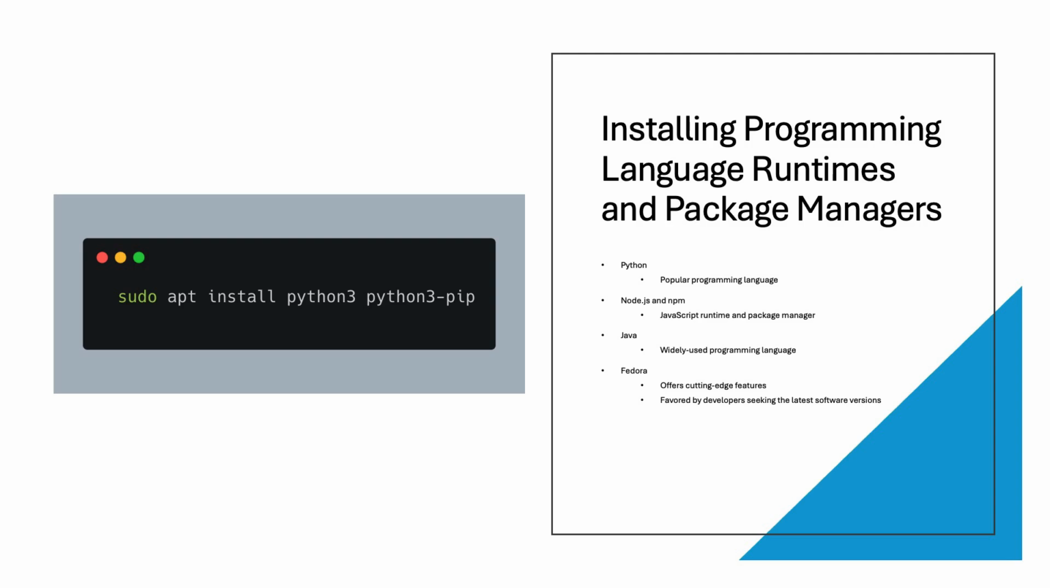Here we're going to cover some options for Python, Node.js, NPM, Java, and Fedora. Python is a popular programming language. Node.js and NPM are a JavaScript runtime and package manager, and Java is widely used as a programming language. Fedora offers cutting-edge features and is favored by developers seeking the latest software versions.